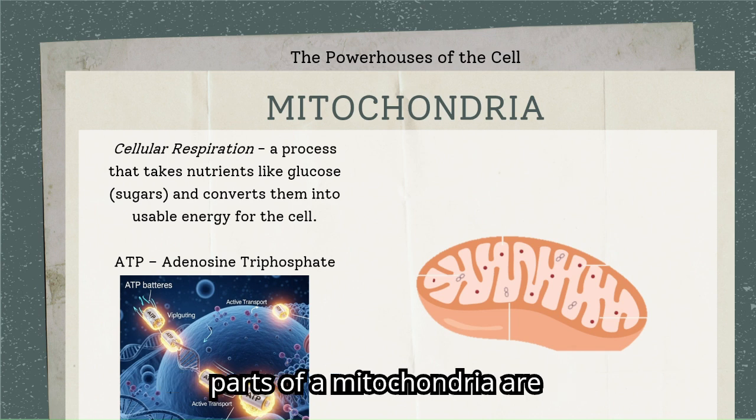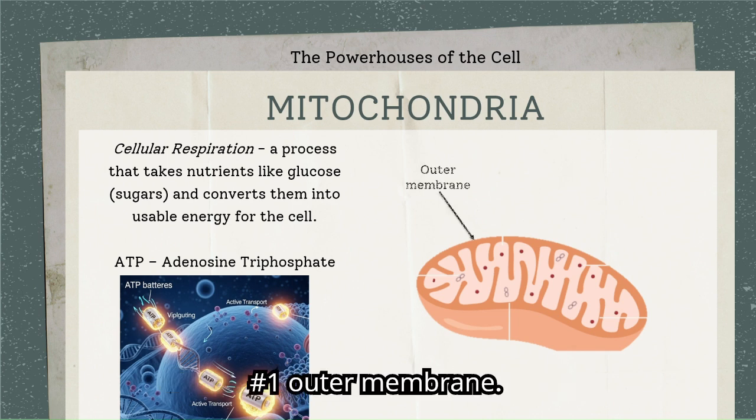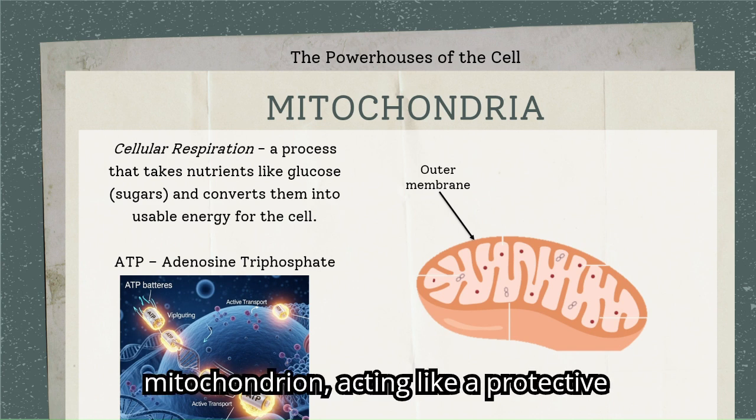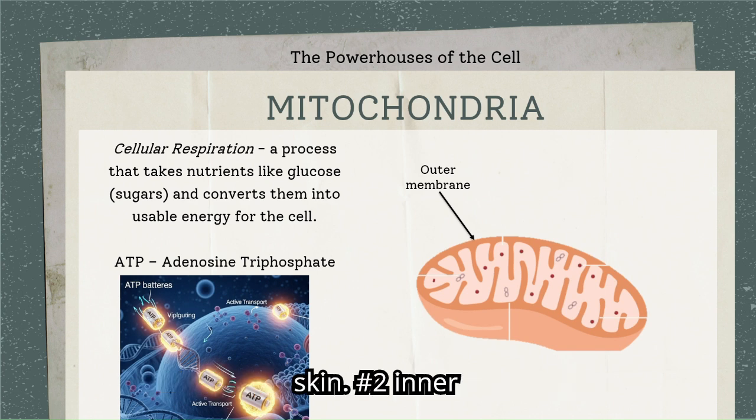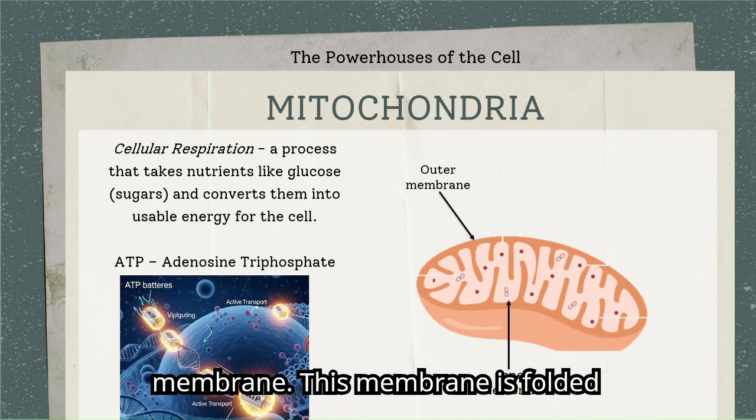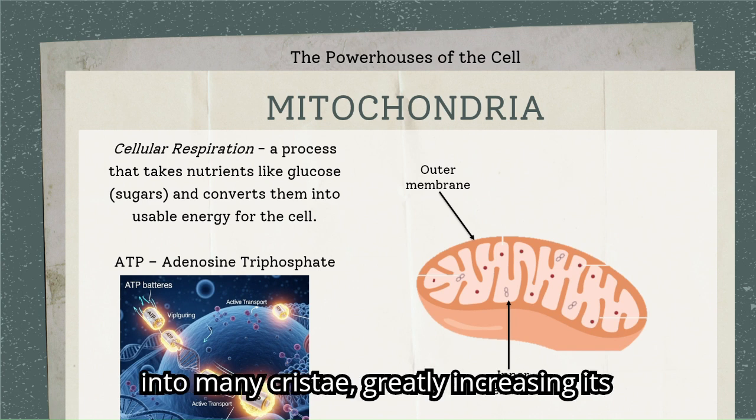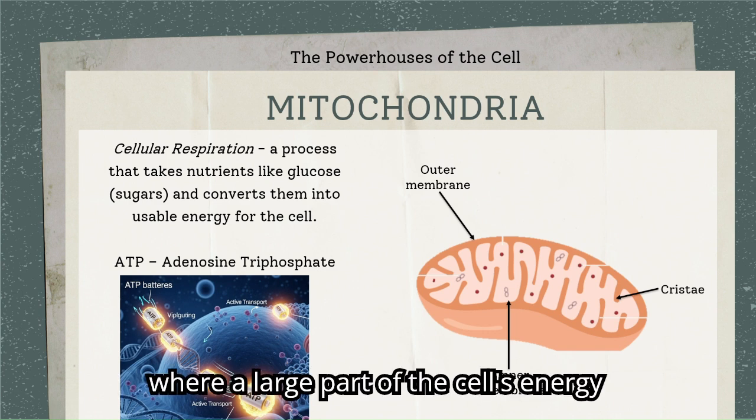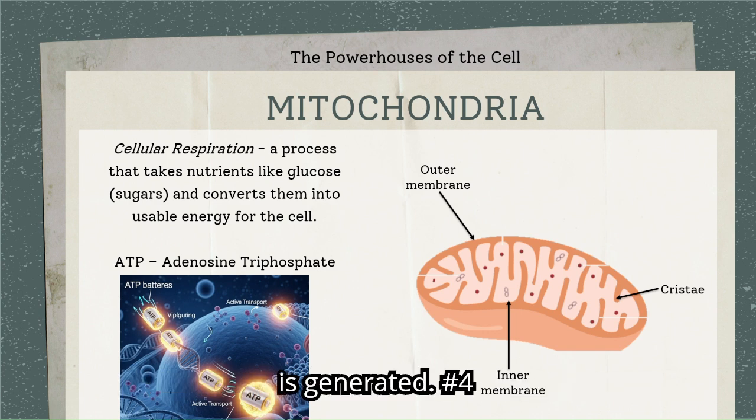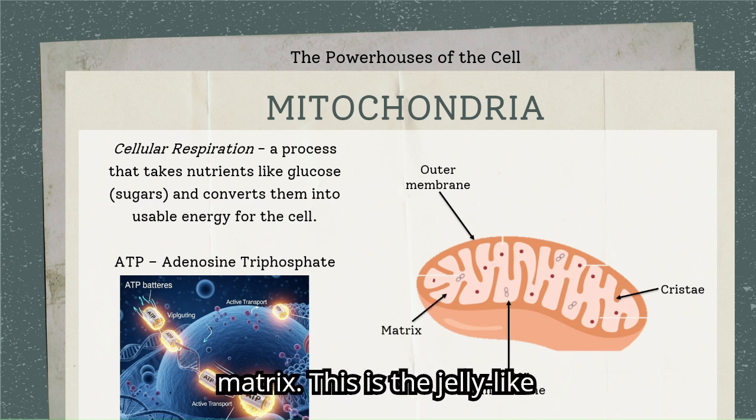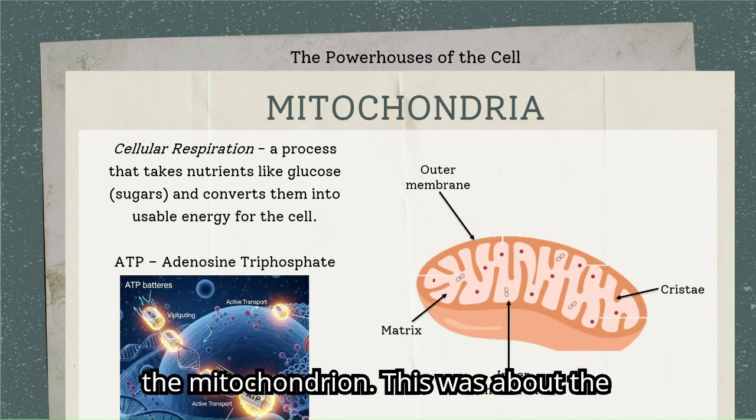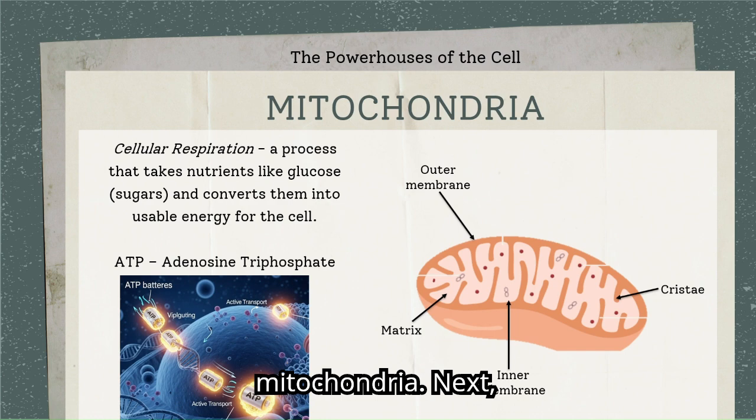The parts of a mitochondria are: number 1, outer membrane. This is the smooth, outer boundary of the mitochondrion, acting like a protective skin. Number 2, inner membrane. This membrane is folded into many cristae, greatly increasing its surface area for energy production. Number 3, cristae. These are the folds of the inner membrane, where a large part of the cell's energy, ATP, is generated. Number 4, matrix. This is the jelly-like substance filling the innermost part of the mitochondrion. This was about the mitochondria.